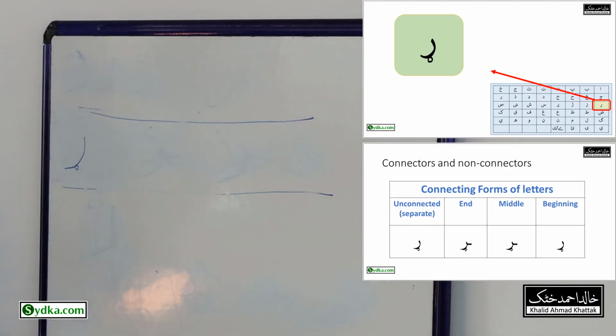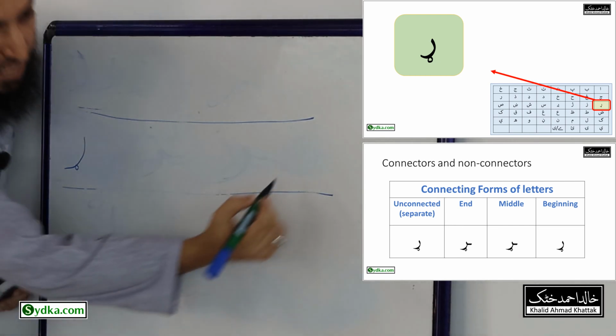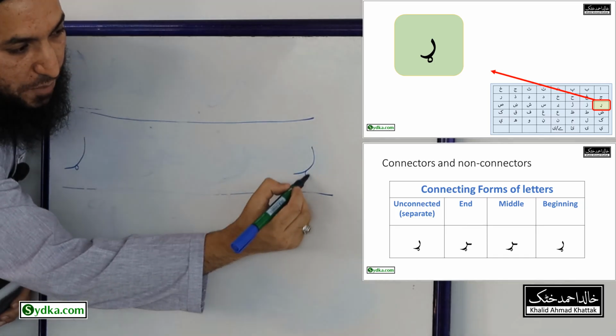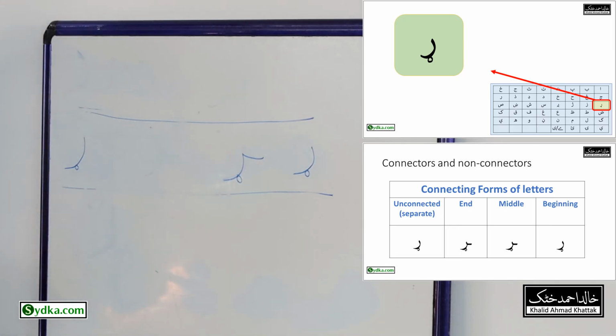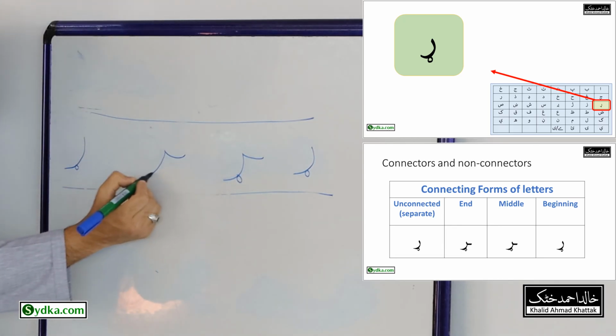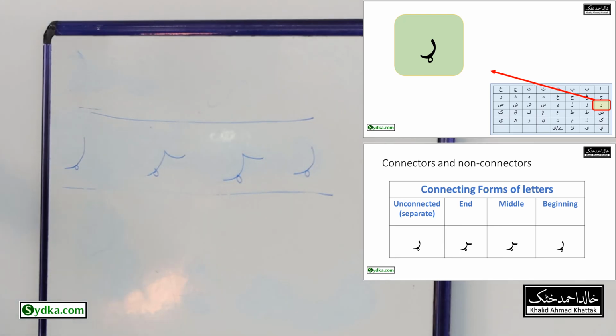So is it a connector or non-connector? Non-connector. A connector. Do you agree or disagree with him? Disagree. So you think that it's a connector? I agree. Okay, so the agreement one wins. It's a non-connector. In the beginning it looks like this. When it comes in the middle, it looks like this. At the end, it looks like this. And on its own, it looks like this, okay?